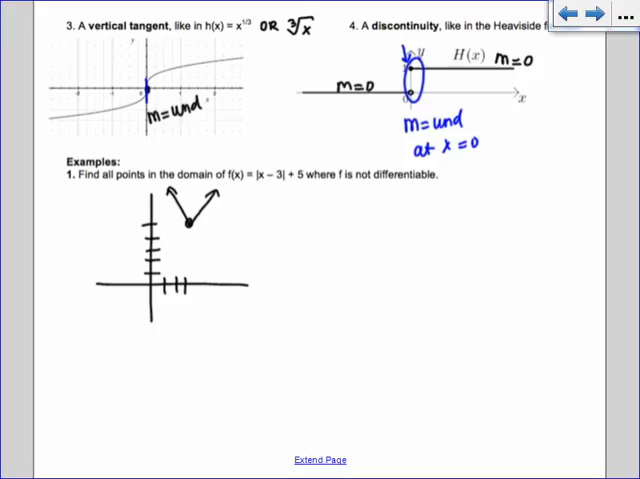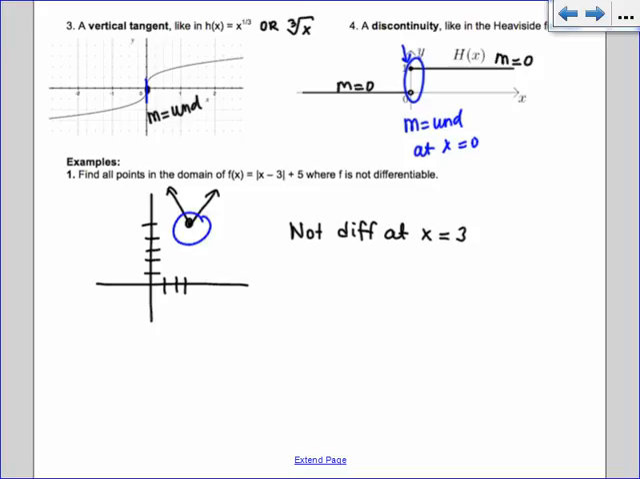So where is it not differentiable? Yeah, we would say at x equals 3. You don't have to say at the point, you just say not differentiable at the certain x value. So right there at the corner.